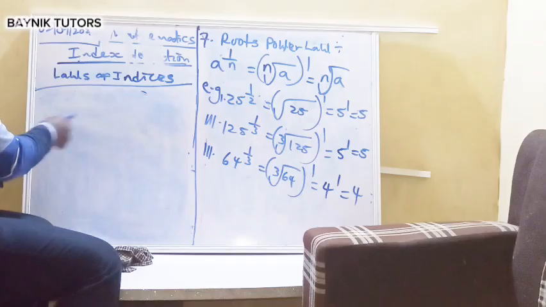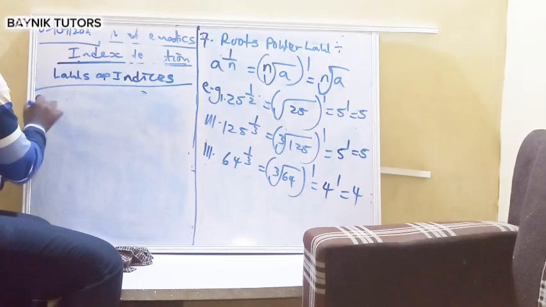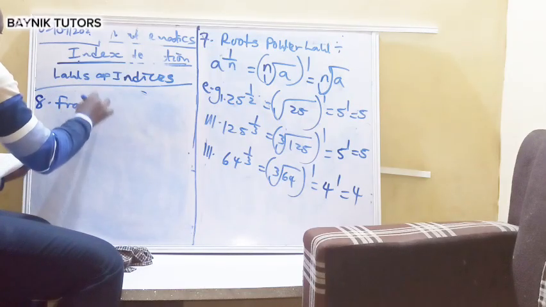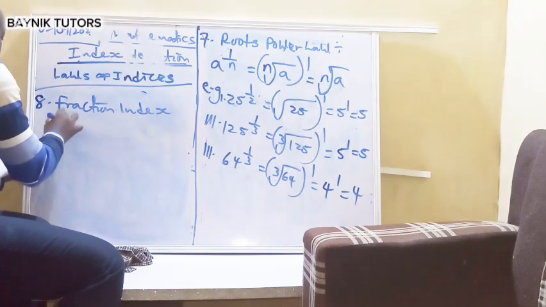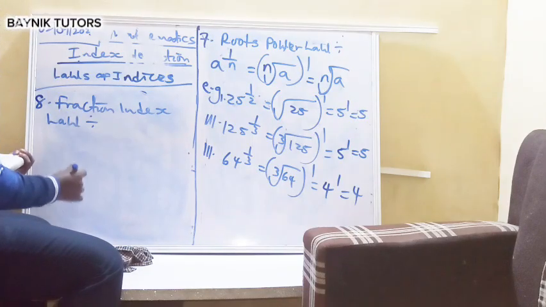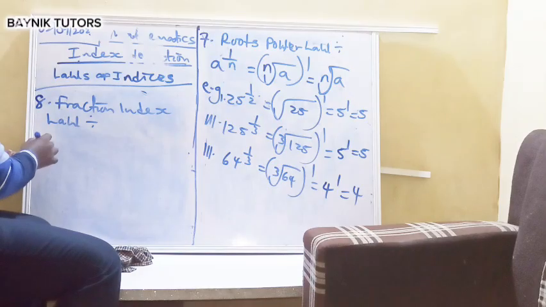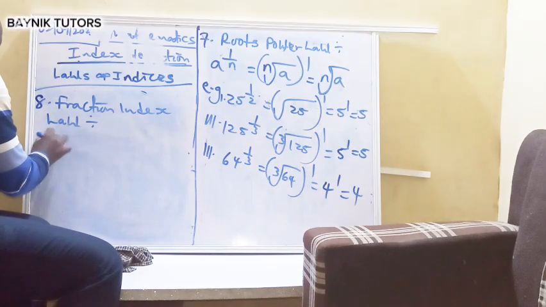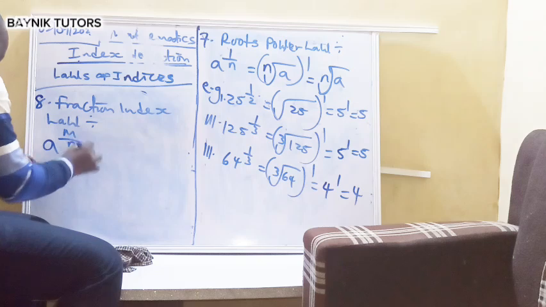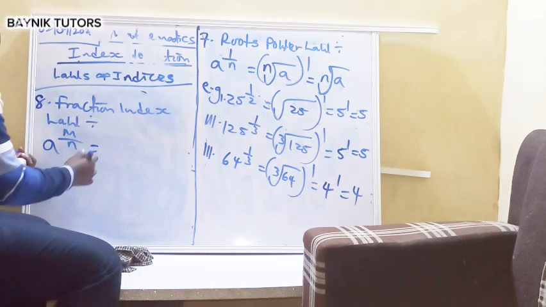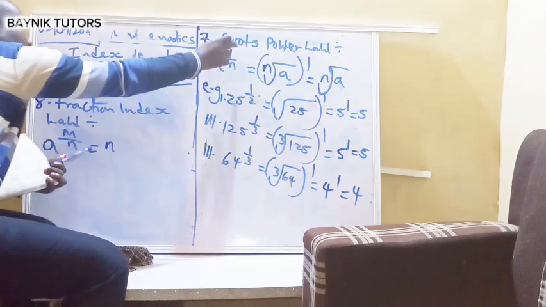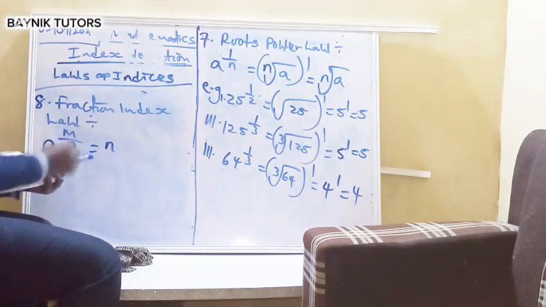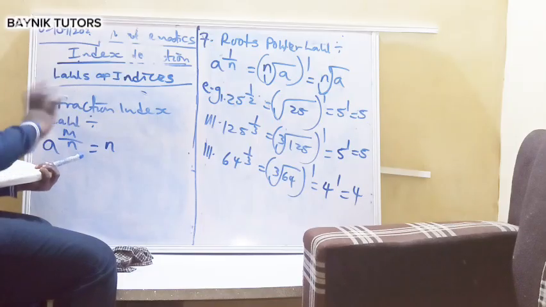Fractional index law. For the fractional index law, we have something like a raised to power m over n. Also, here will be n root. The difference between the root power law is that the denominator is 1 there, while here the denominator is more than 1. That's the difference. Everything else is still the same.